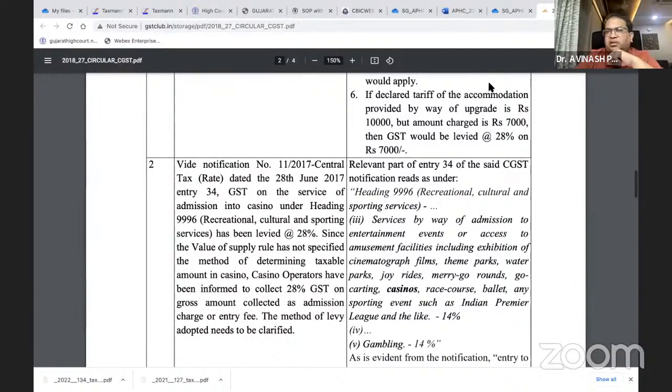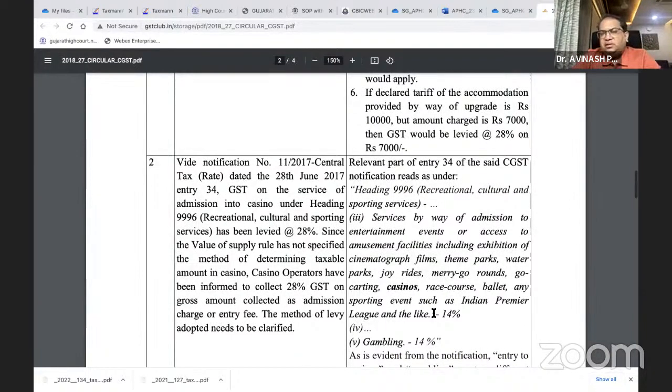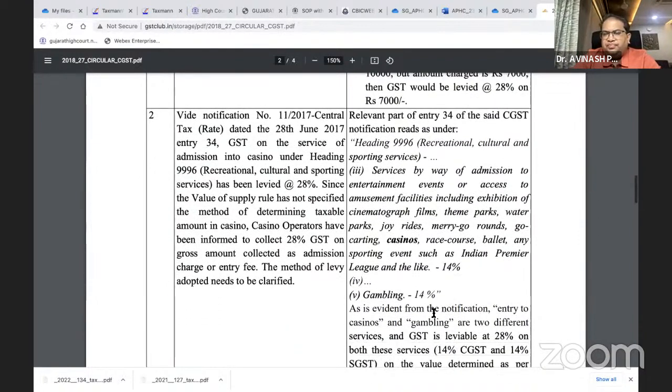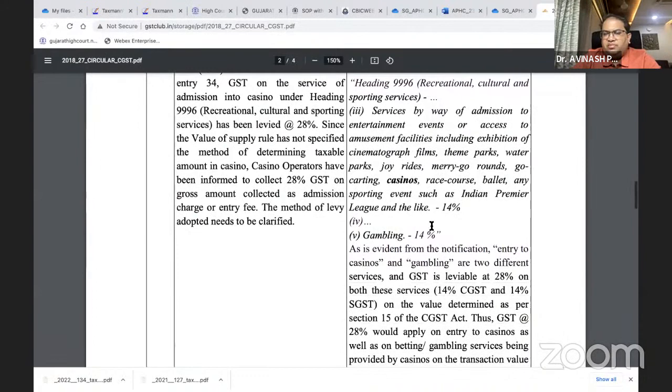So what will be the rate that has to be made applicable? It needs some clarification. So the relevant entry at serial number 34 is as under. Now gambling 14%.